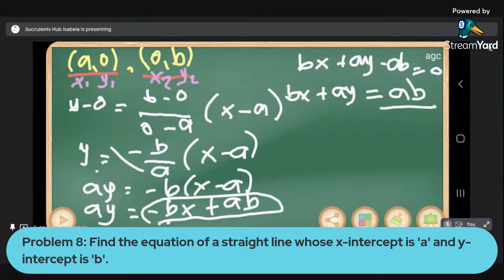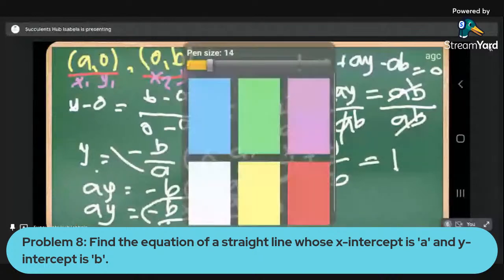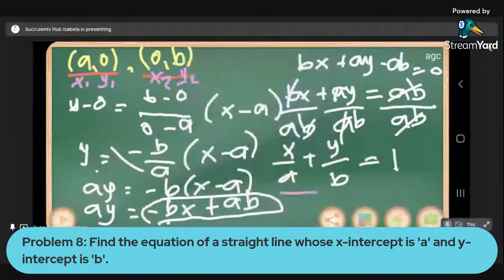Now, dividing all the terms by ab, okay, so dito, magka-cancel out yan, magiging 1. Makakancel yung a. Dito makakancel yung b. So what is left here is x over a plus y over b is equal to 1. So that is the equation of the line. And this, by the way, is what we call the intercept form.